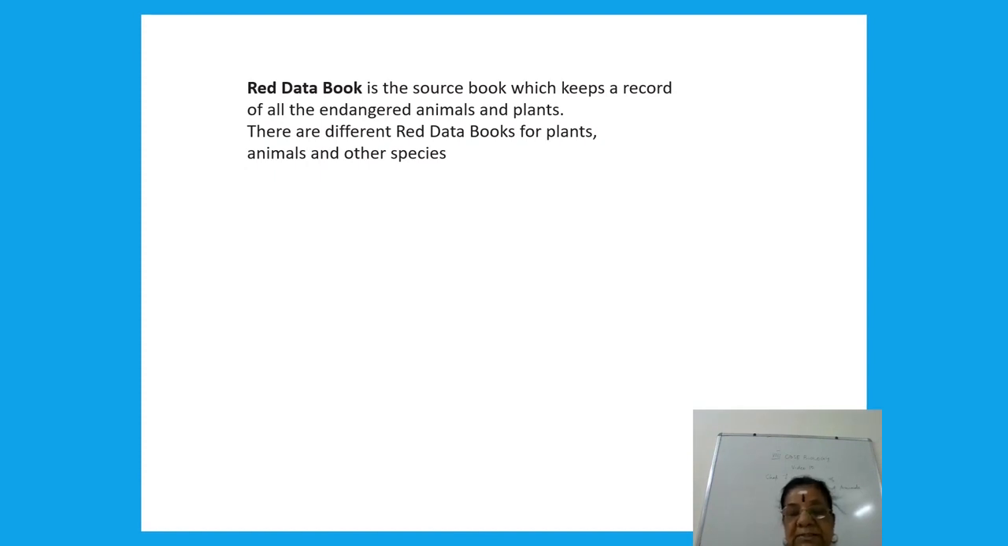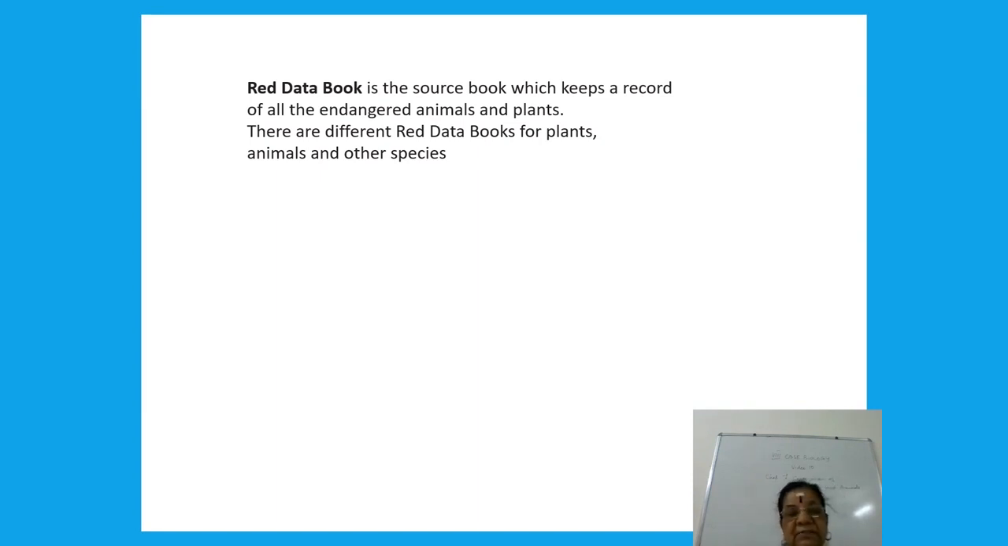நம்ம மியூசியம்ல எல்லாம் சில இது மெயின்டைன் பண்ணுவோம் ரெக்கார்ட். அதுல வந்து one of them is red data book. It is the source book which keeps a record of all endangered animals and plants. There are different red data books for plants, animals and other species. இது வந்து கூட நம்ம other details page 84ல இருக்கு, சில வெப்சைட் கொடுத்திருக்கோம் about the red data book. You can also go through that in the other details.